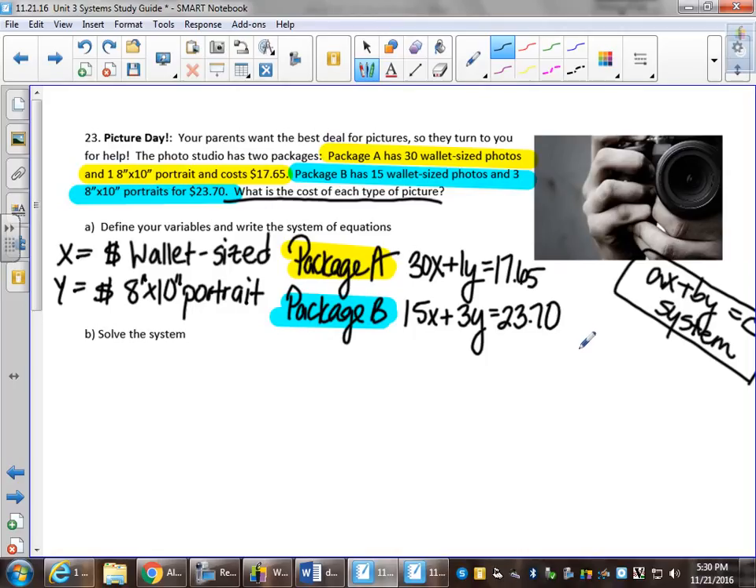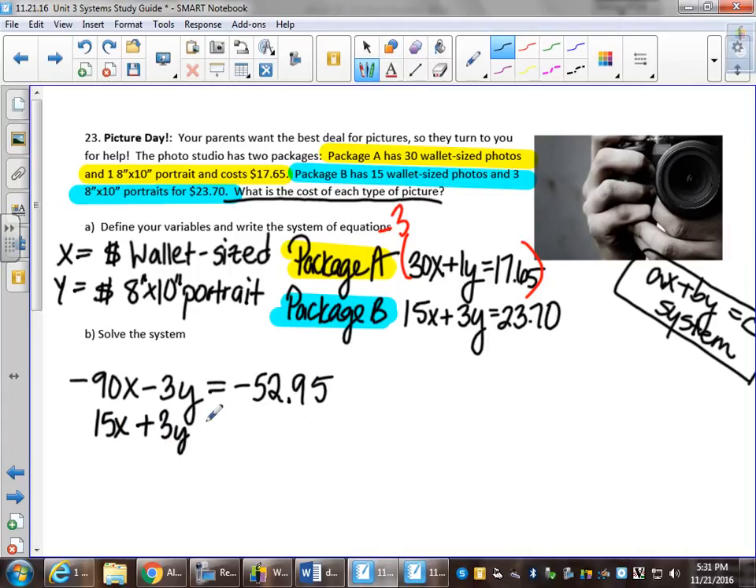Let's decide what's going to cancel. For me, the y's jump out. This is a positive 3y. So I'm going to multiply this by -3. I get negative 90x minus 3y equals... 1765. Let me look at my notes. 1765 times -3, I got negative 52... Oops. 95. I didn't need to touch the second equation. That stays. 15x plus 3y equals 2370.